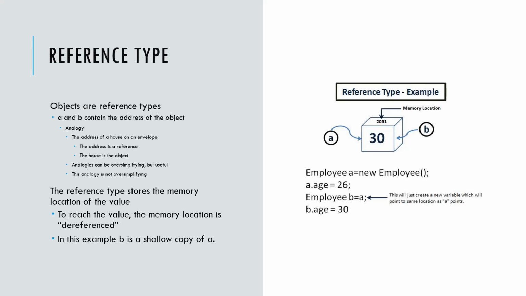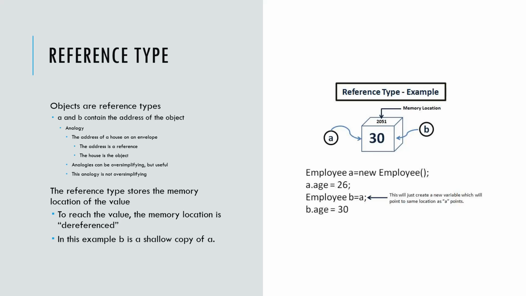Reference types. Objects are reference types. So that's why we began this discussion with the title Java Value and Reference Types as another way to look at primitives and objects. Primitives are value types in Java, and objects are reference types in Java. So look at our picture. A and B contain the address of an object.